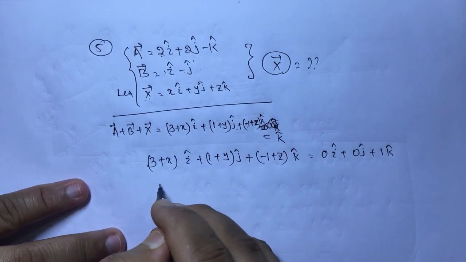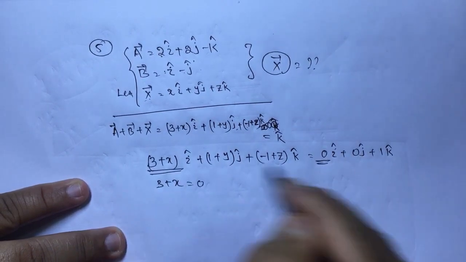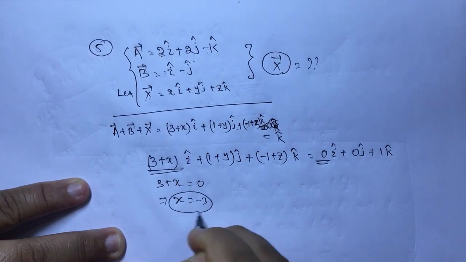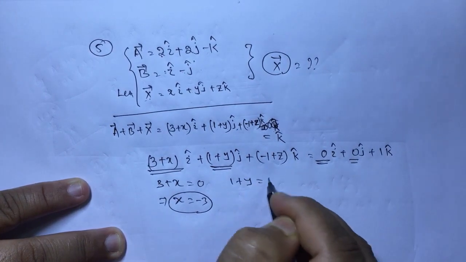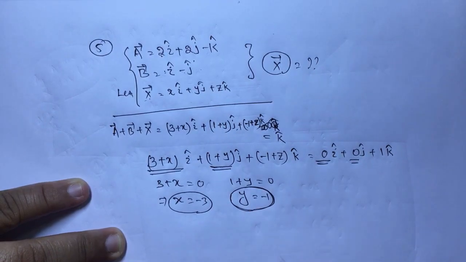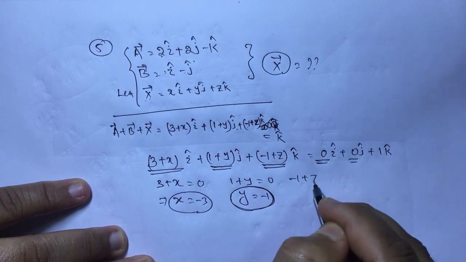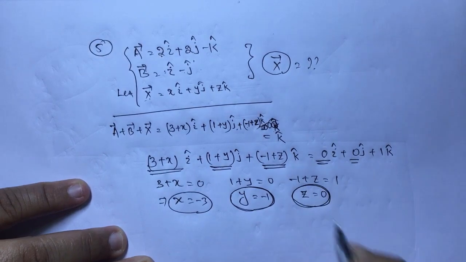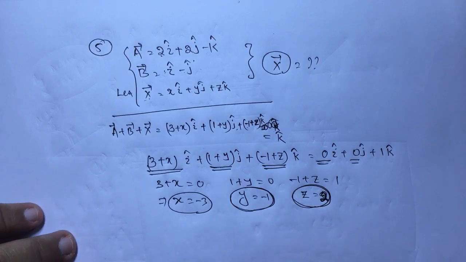Now compare both sides, you will get 3 equations. 3 plus x equal to 0, here with here, I cap with I cap component, 3 plus x equal to 0 or x equal to minus 3. Similarly, 1 plus y equal to 0 or y equal to minus 1. Similarly, minus 1 plus z equal to 1 or z equal to 2. So, you got the values of x, y and z.